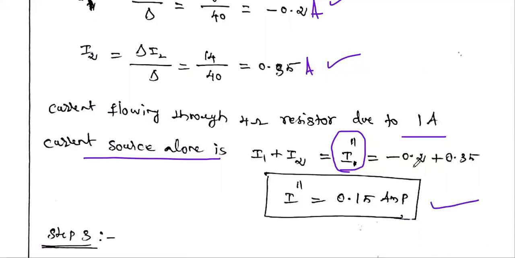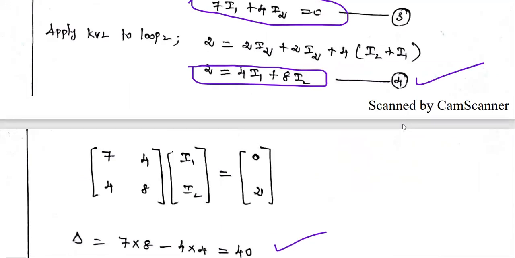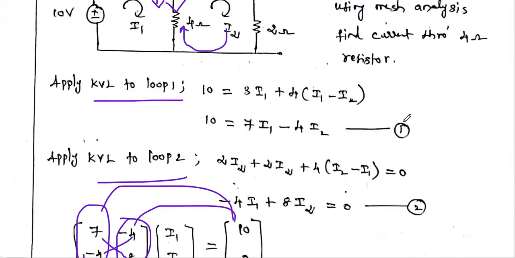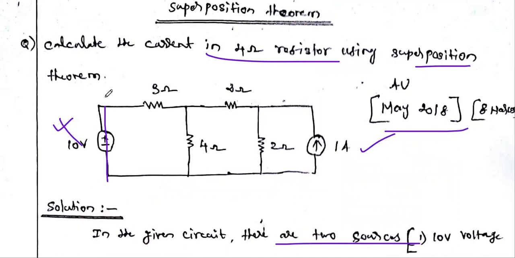Okay, in the superposition theorem, in the first step, we activate this voltage source. Because of this voltage source, the current we calculated is I dash. In the second step, because of this 1 amp current source, the current calculated is I double dash. Due to both sources, the total current flowing through this 4 ohm resistance is the addition of I dash and I double dash. So that is step number 3.